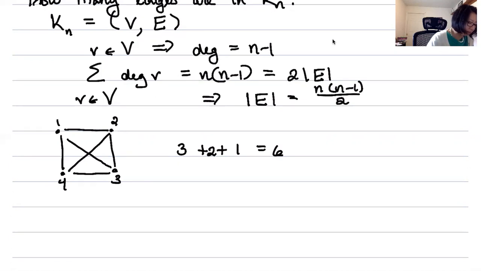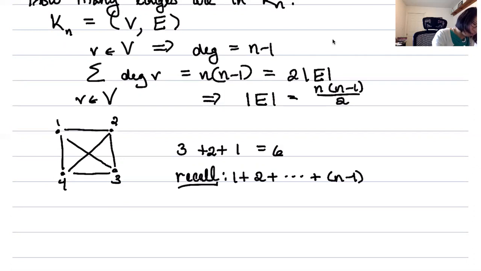And we had a way of thinking about this. Recall that 1 plus 2 plus and so on through n minus 1, we showed using induction in the last chapter, is going to be n times n minus 1 over 2. Okay, and you can try that by induction yourself.